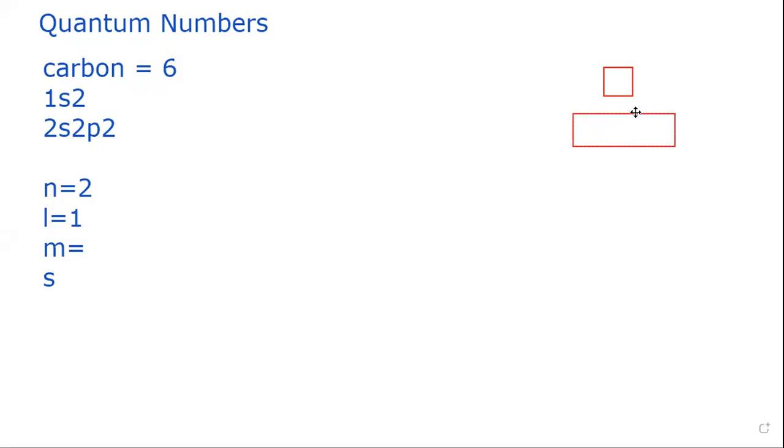Let me see if I can move it to have it more center. For P, you will have 3 boxes, and I'm gonna do it like this. Okay, 1 and 2. There we go. Okay, you have 3 boxes for P, all right? And for D, how many boxes would you have? 5. Now, this is how you represent the electrons.